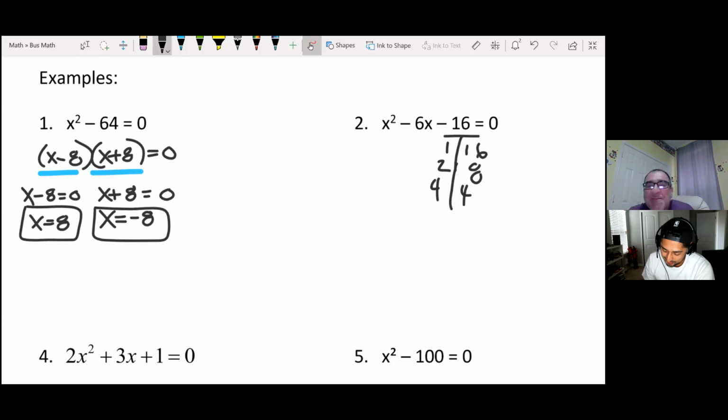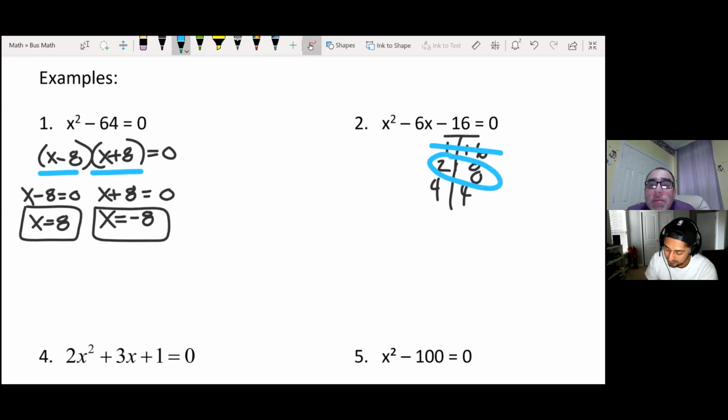So we realize that if you add 1 and 16, you won't get to -6. So that is out. Oh, I can change my color too. I can say that is out. If you add 2 and 8, you get 10, or you subtract 2 and 8, you get 6. So these are going to work.